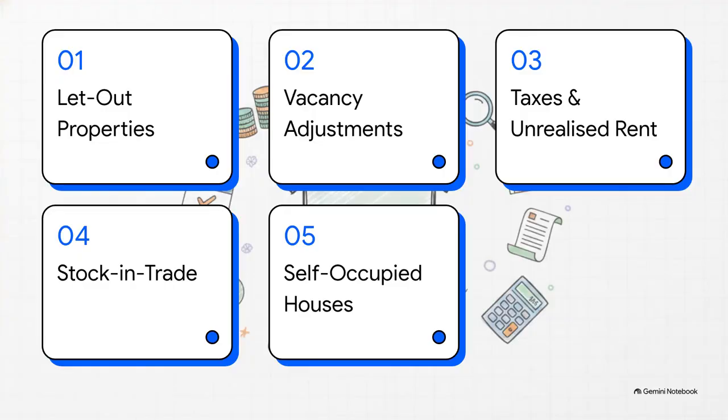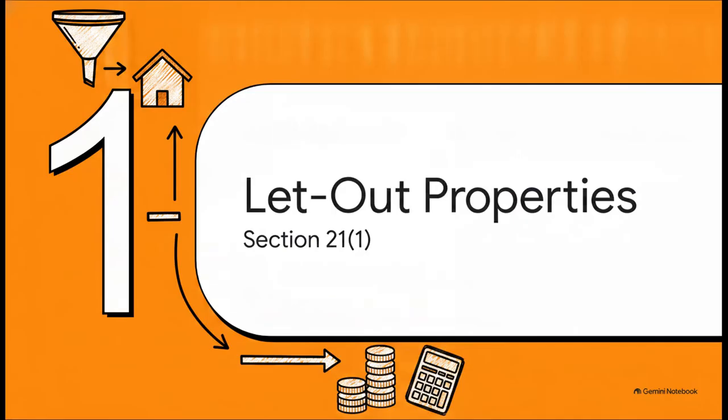We are going to tackle this entire section in 5 straightforward steps: the basic rule of letouts, adjusting for vacancy, taxes and unrealized rent, builders and stock in trade, and finally, self-occupied house properties. Let's start right at the top of the funnel. Step 1. The basic rule of letouts under Section 21, subsection 1.